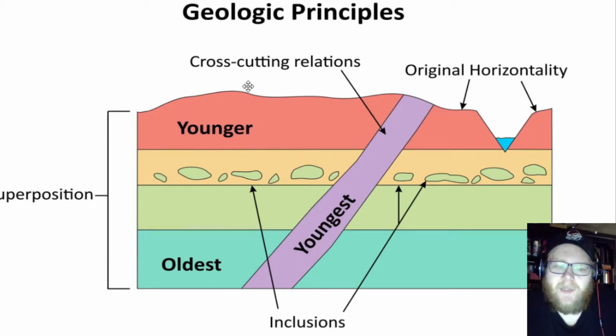And judging by this, we use superposition to see this layer at the bottom is the oldest. Then the green layer is the second oldest. This yellow layer would be the third oldest because the inclusion shows that this green layer had to have formed before this yellow layer, and superposition also shows the yellow layer is younger. This red layer would be the second youngest layer, and then this purple igneous dike would be the youngest layer.